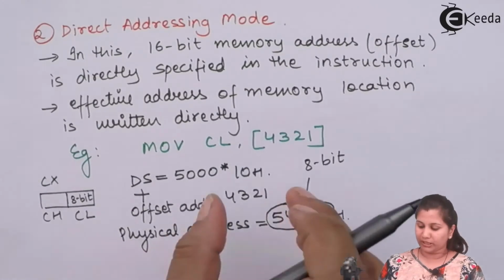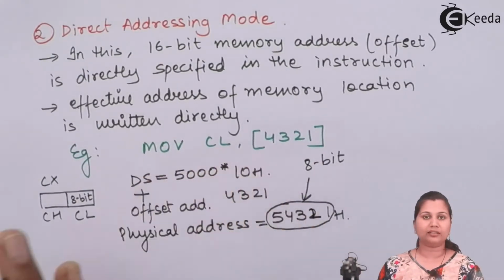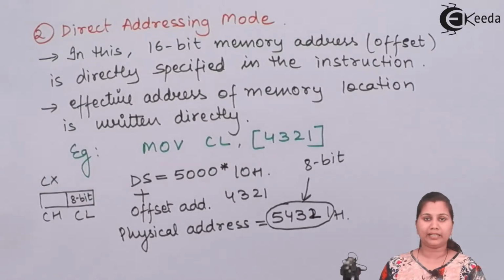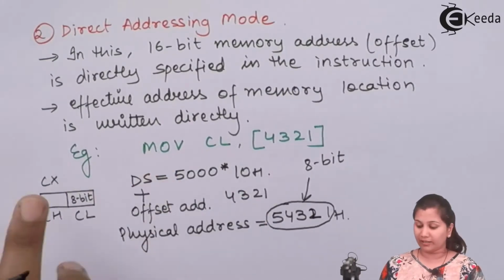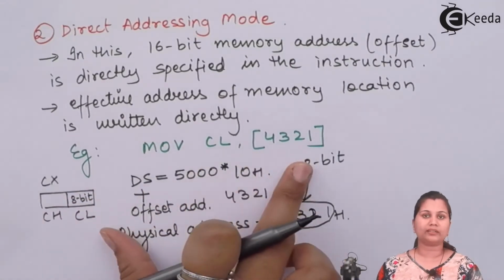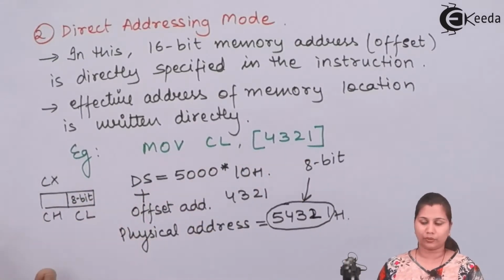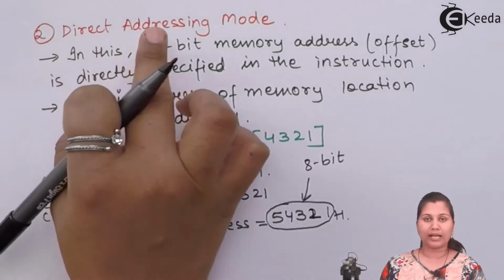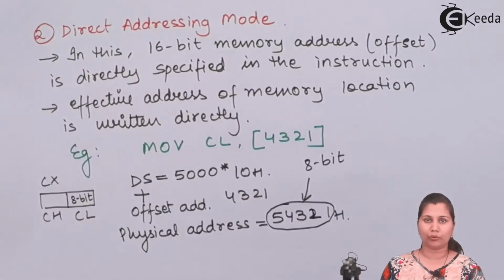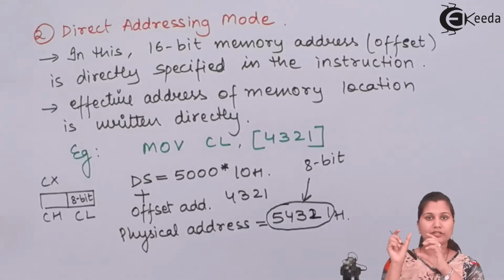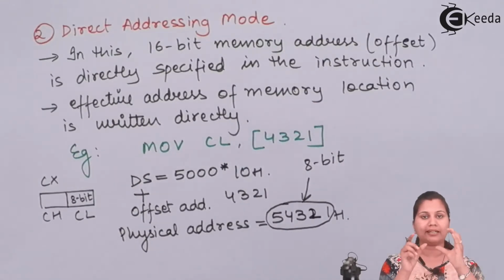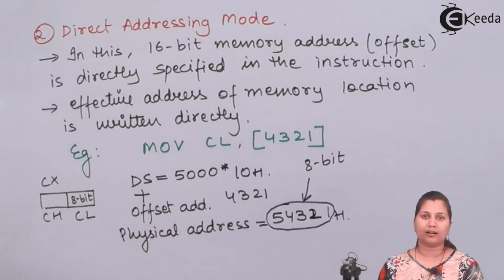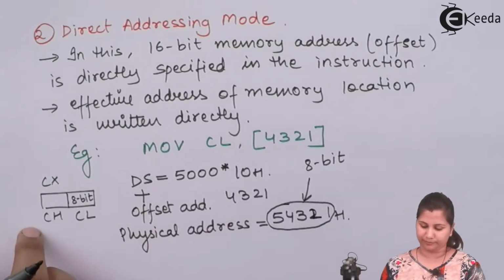Here we are not giving the operand, that is the 8-bit data. We are not specifying that data in the instruction. We are giving the address where that data is written. So this type of addressing is known as the direct addressing mode. The address of where the data is stored is given as the operand, specified in the instruction.